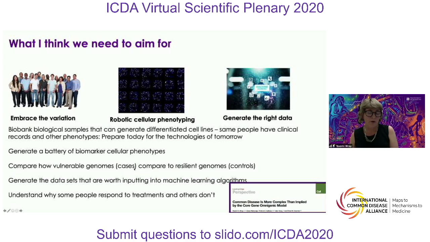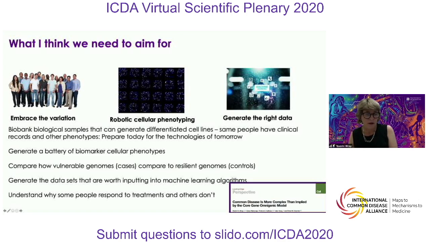So take people who are high risk, have vulnerable genomes, recognizing that every single one of them is going to have a unique portfolio, compare those to resilient genomes, and generate biomarkers which can be put together with the clinical phenotypes into machine learning type algorithms to improve predictors, and therefore understand why some people respond to treatment and others don't.